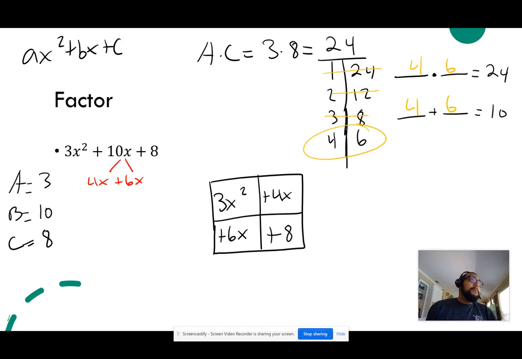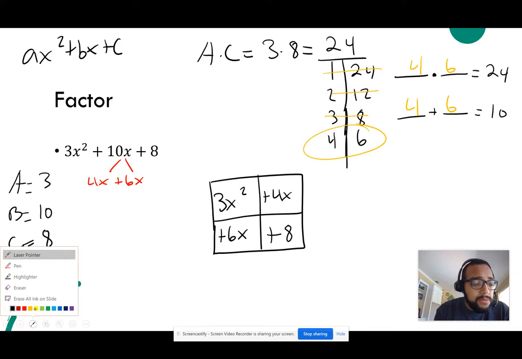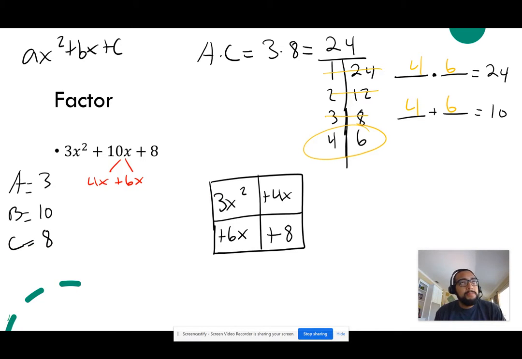Now we're finding our greatest common factor in every row and in every column. So we'll start with the rows. Let's start with our top row, 3x squared and 4x. Well, I gotta take a number that goes into both 3 and 4. Looks like there really isn't a number. If anything, it'll be just 1. Okay, well, can I take out at least an x? I can. 3x squared and 4x both have an x in common. That means I can take out an x.